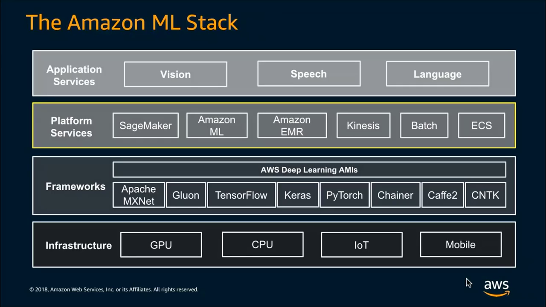At the platform service level, we have SageMaker. SageMaker is a fully managed platform that enables developers and data scientists to quickly and easily build, train, and deploy machine learning models at any scale. And we have Amazon ML, AML. It's a managed service for building machine learning models and generating predictions. And we have Amazon EMR, which we already talked about. And we have Kinesis, which is a managed platform for collecting, processing, and analyzing real-time streaming data. It can be used for collecting training data for real-time inference or prediction.